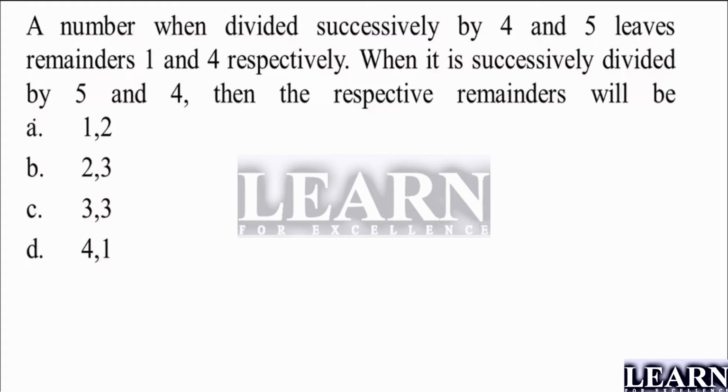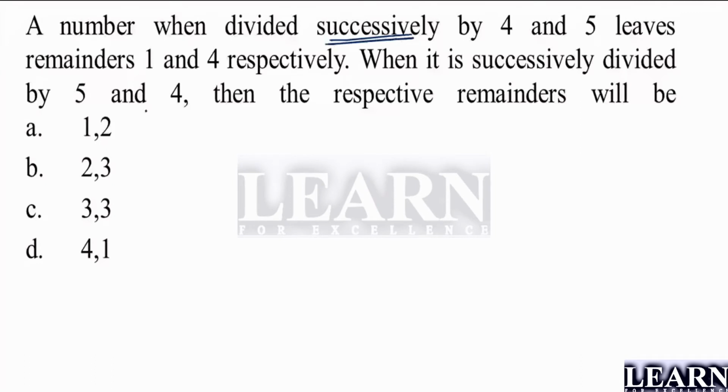The question is talking about successive division. It means that, please make a note of it, when you divide a number by 4, you will get something as the remainder. And when the quotient, that's nothing but number by 4, is divided by 5, you will get something as the remainder. They have told that in the first case you will get 1 as the remainder, and in the second case you will get 4 as the remainder. This is what they have told.